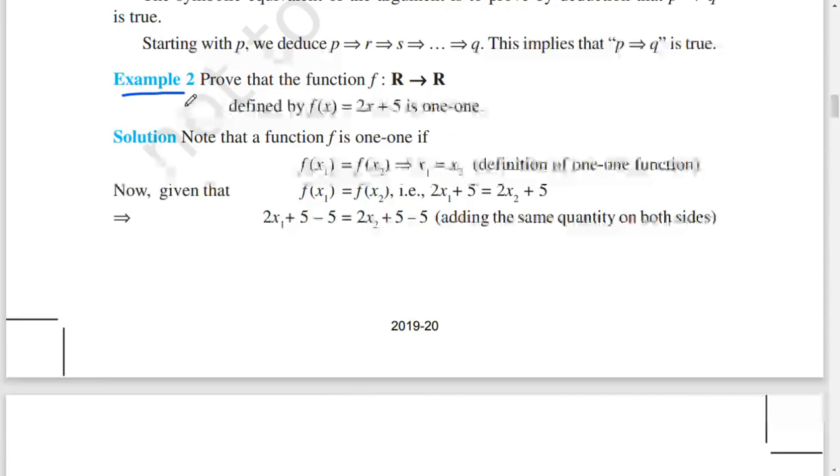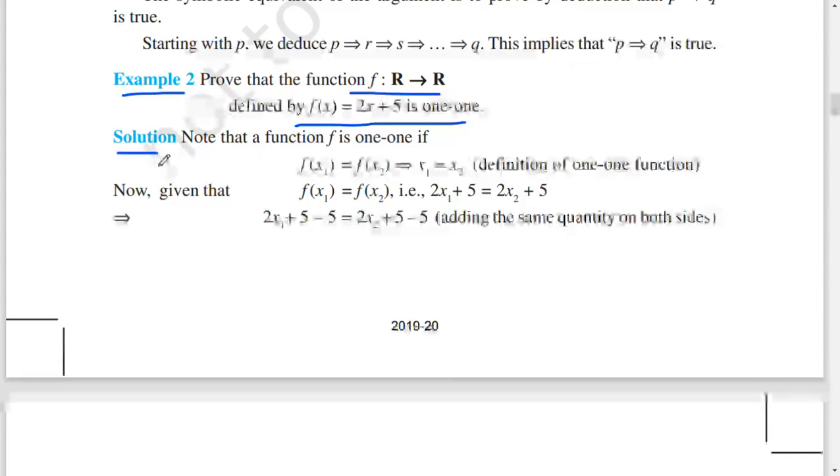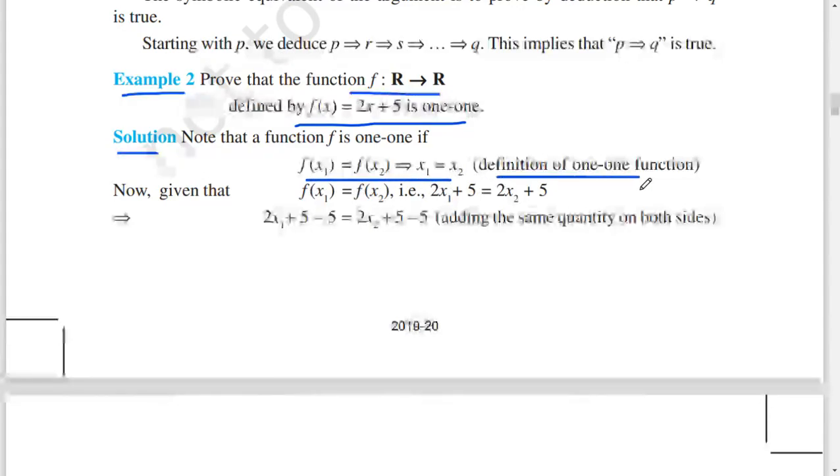Example 2. Prove the function f from R to R, defined by f(x) equal to 2x plus 5, is 1-1. Solution. Note that a function f is 1-1 if f(x1) equal to f(x2) implies x1 equal to x2, the definition of a 1-1 function. Now given that f(x1) equal to f(x2), that is 2x1 plus 5 equal to 2x2 plus 5, implies that 2x1 plus 5 minus 5 equal to 2x2 plus 5 minus 5, adding the same quantity on both sides.